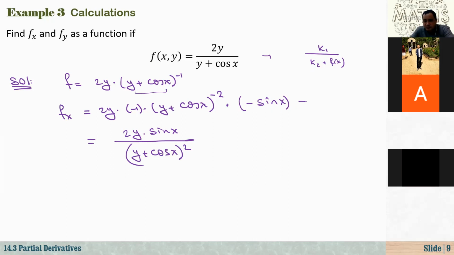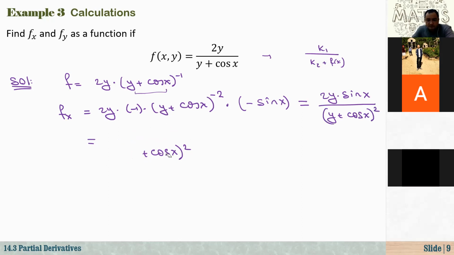Let me just write here, I need more space. I better write this: 2y times sine of x over y plus cosine of x, squared. Okay, that's the first part. How about the second part? Let me just use a different color here. So now we have to differentiate this with respect to y. Okay, it's just, what is it?